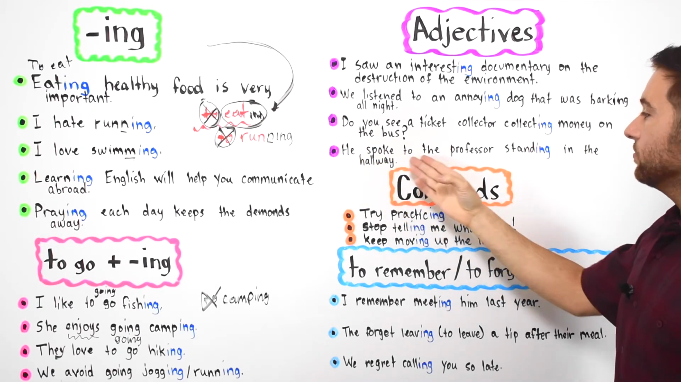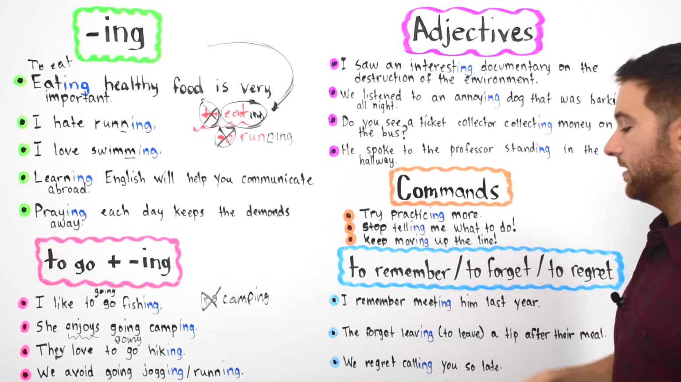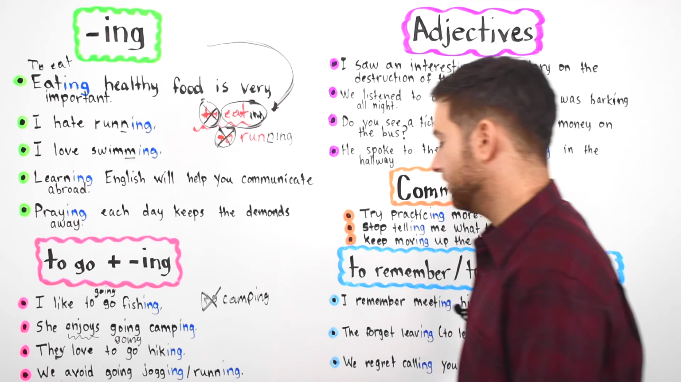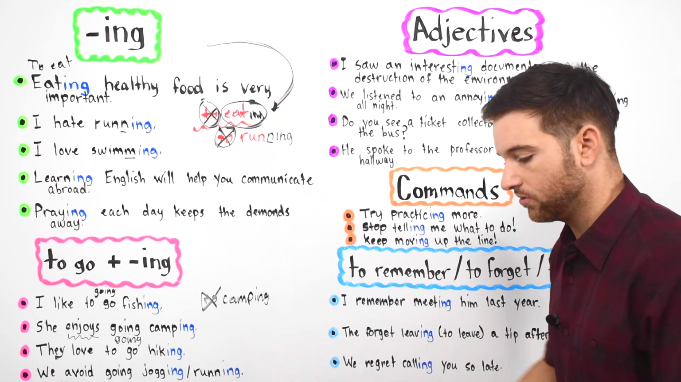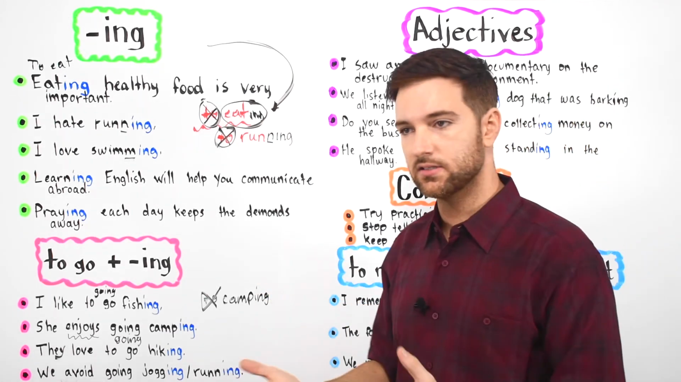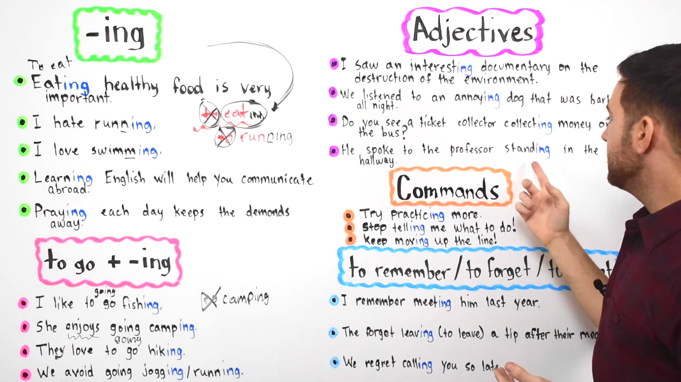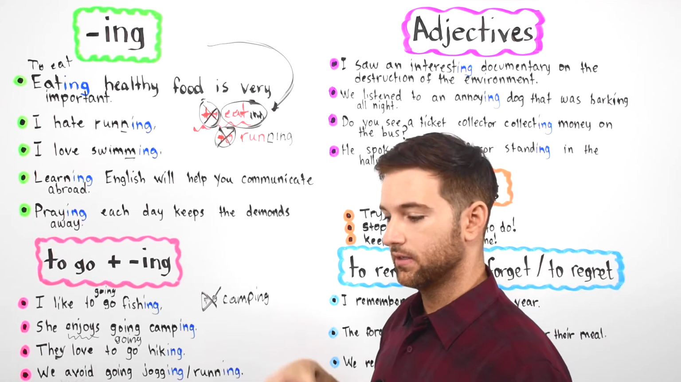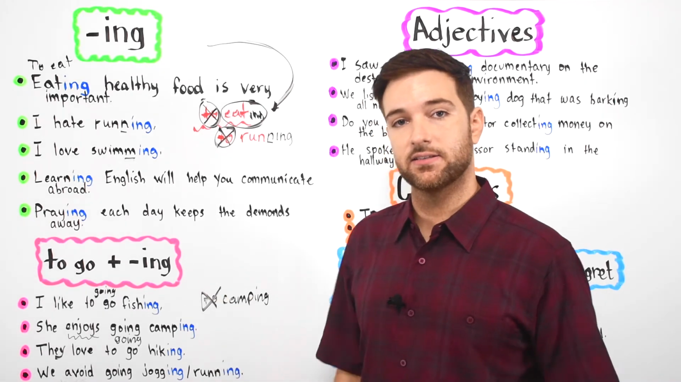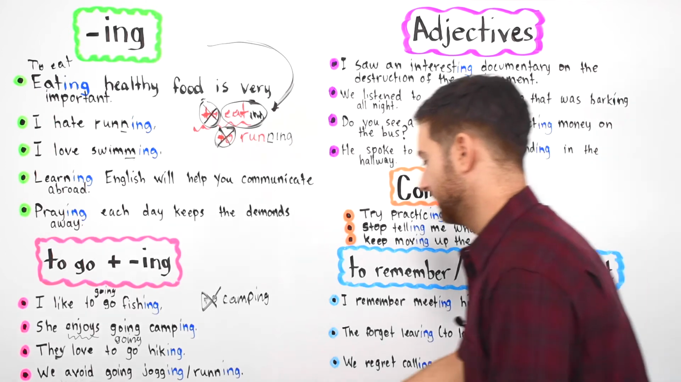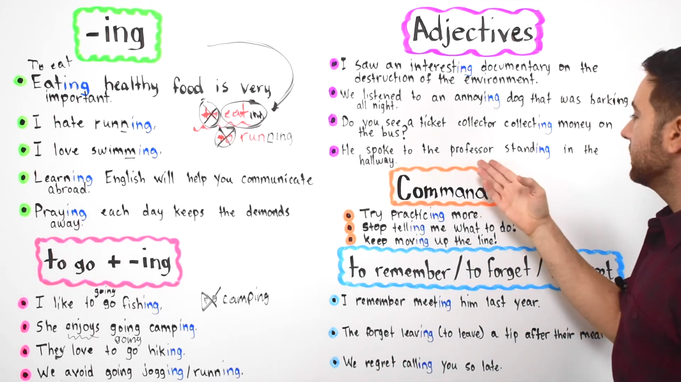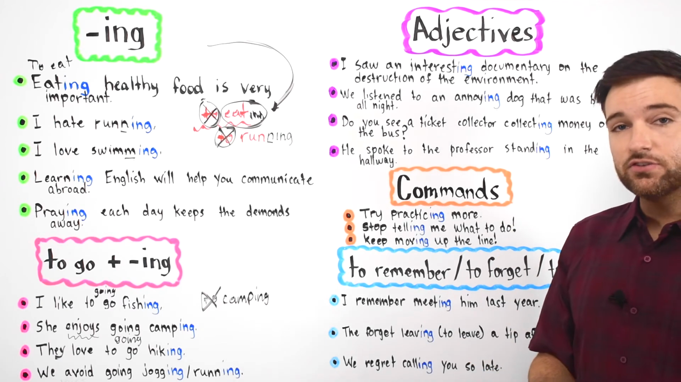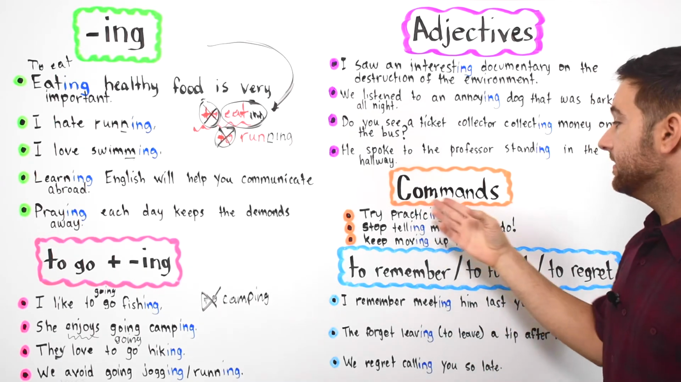Next we have, he spoke to the professor standing in the hallway. The hallway is a corridor, okay, like at school, at the library. I mean, there's these small corridors that you walk through to go to class. Standing, so I have a chair here and I'm sitting, okay, but now I'm standing on my legs, okay, standing. Again, it's describing what the professor is doing. What is the professor doing? He is standing.